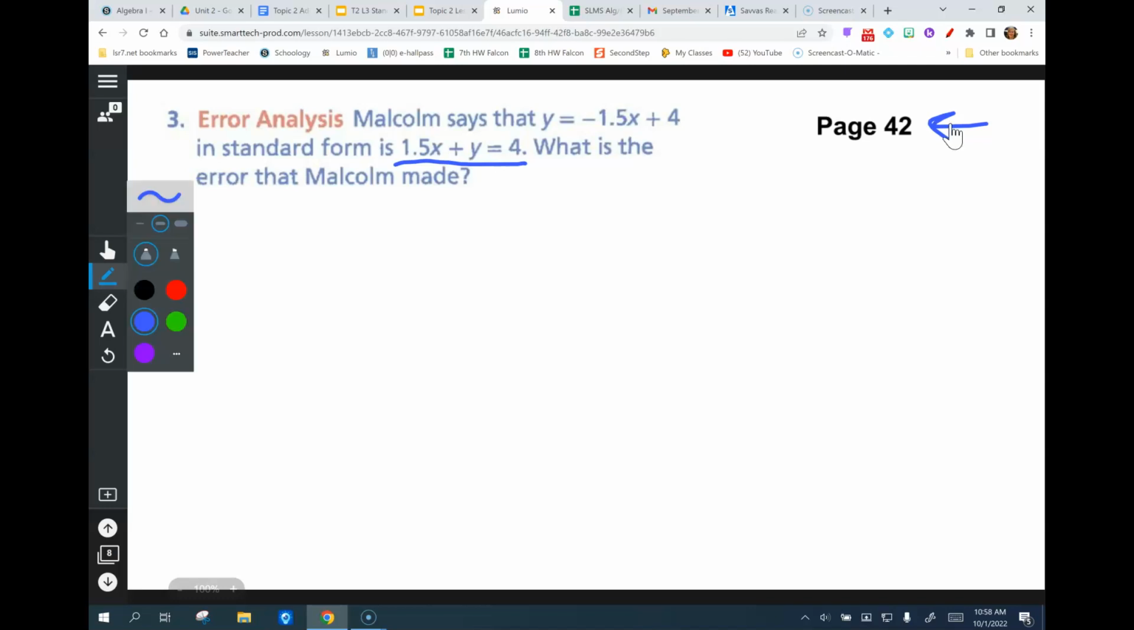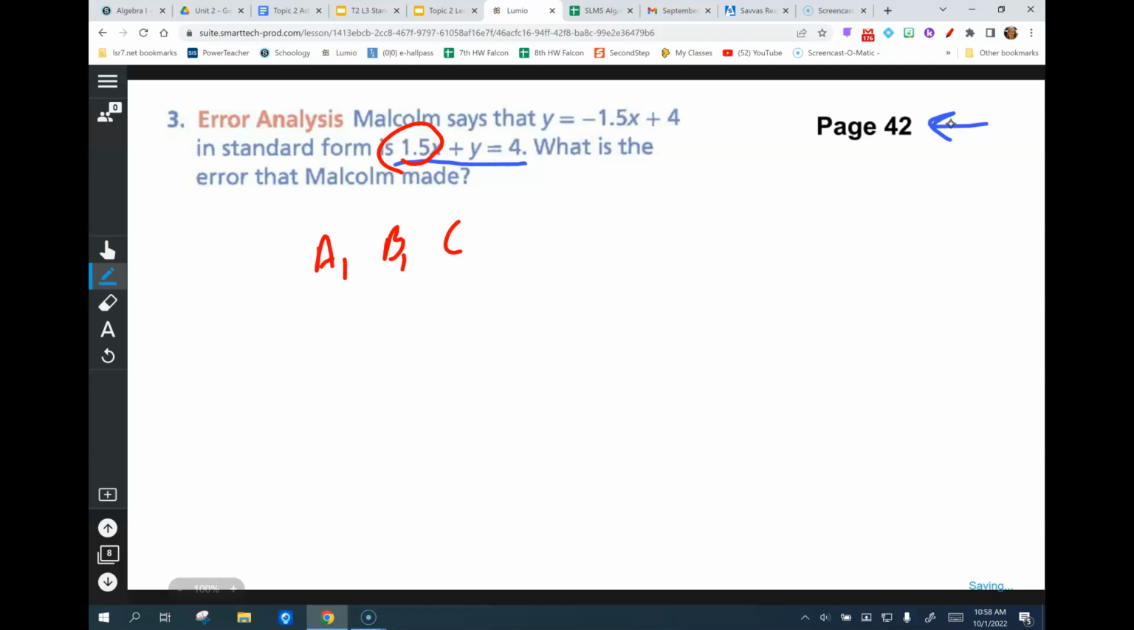That is right. You cannot have a decimal as one of your coefficients. A coefficient, remember, is a number in front of the variable. You cannot have A, B, or C be a decimal. Okay? A, B, and C must be integers.